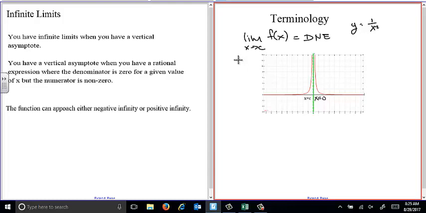Now, if we actually just ask the question, what is the limit of this function, 1 over x squared, as x approaches, in this case, 0, we would say the limit does not exist. And that's because if we come from the left-hand side, we are approaching infinity, but we say it does not exist because infinity does not exist.